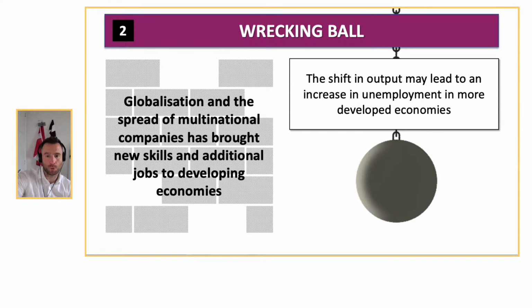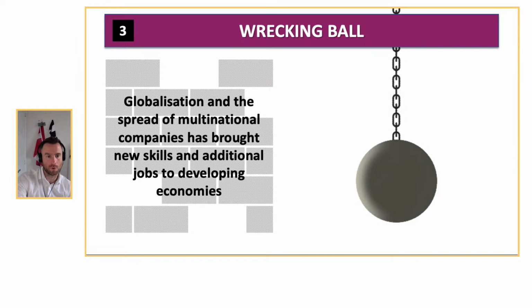The shift in output because of the way that the MNCs locate production, could it cause an increase in unemployment in more developed economies? So it might be the case that an MNC relocates its production facilities from a country in Europe to a developing economy. And therefore, whilst the developing economy sees a gain in employment, actually we see an unintended possible consequence that unemployment in developed economies rises. And we've got one more here, I believe.